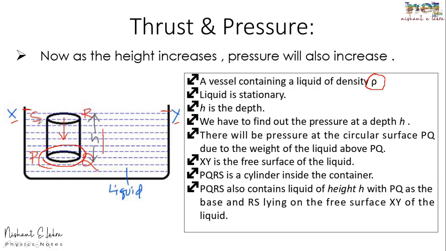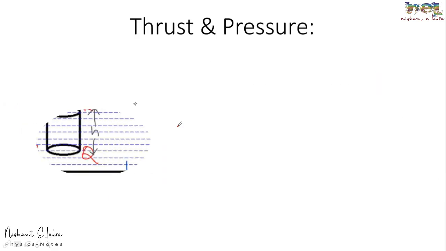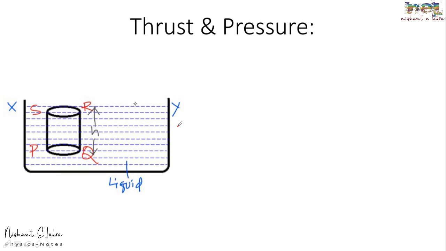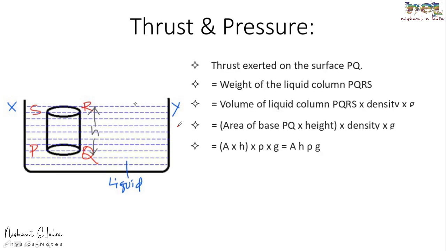And PQRS is a cylinder inside the container, okay, where liquid is kept. And PQRS also contains liquid of height h with PQ as the base and RS lying on the free surface XY of the liquid. Okay, I hope you have understood that diagram. Now let us understand what we can derive from that.